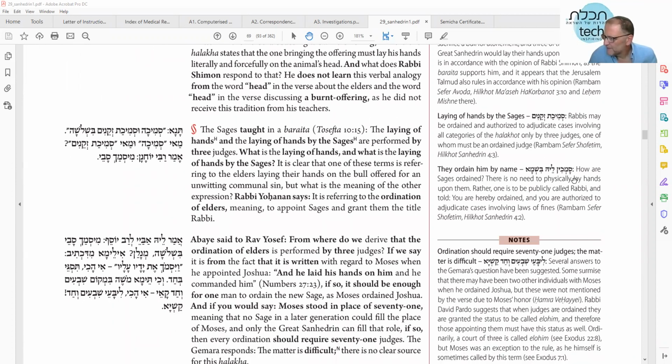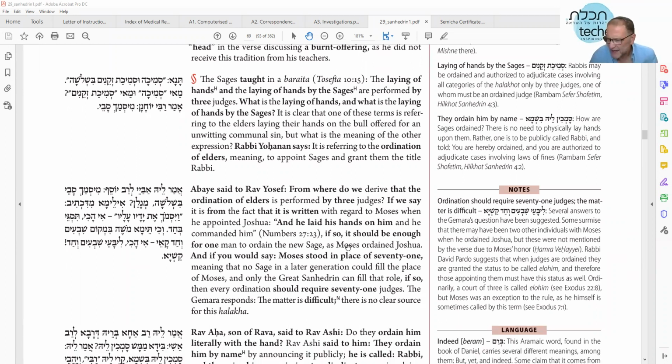Have a look over here. Samchin lei bishma, they ordain him by name. How are sages ordained? There's no need to physically lay hands upon them. Rather, one is to be publicly called Rabbi and told you are hereby ordained. Okay, so that's the next bit of the Gemarah.